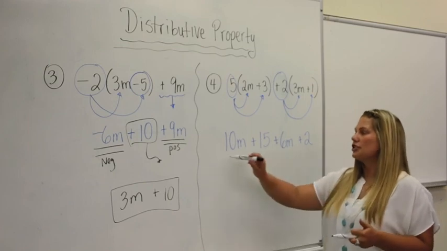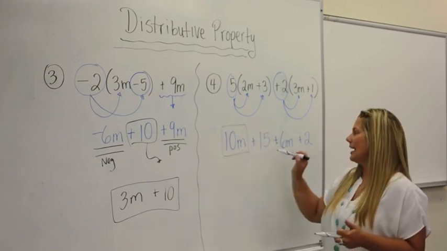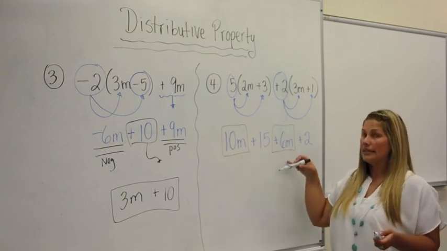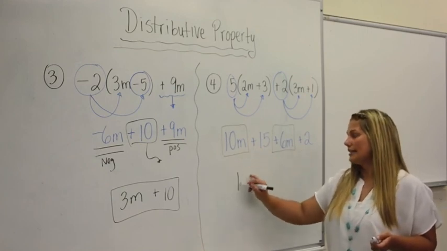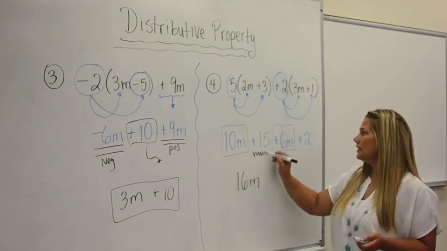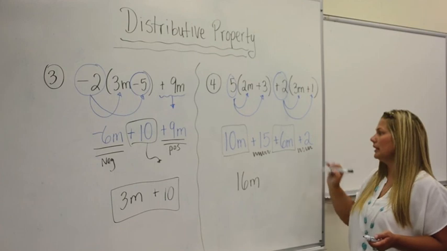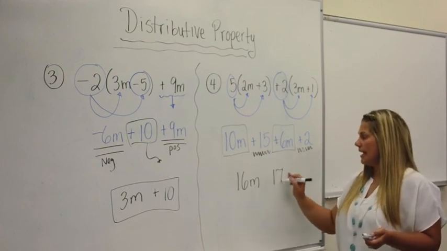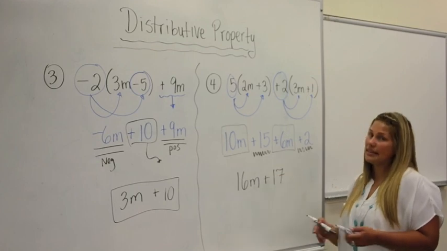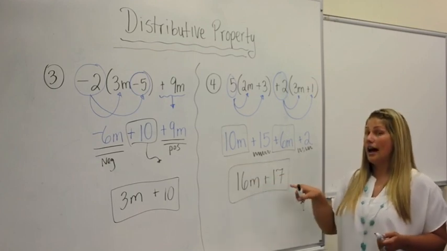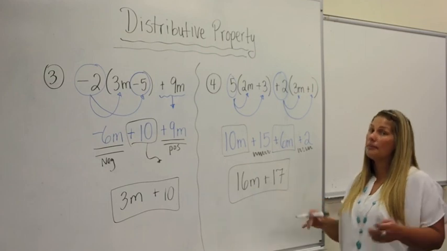Remember, we're not finished until we combine all the like terms. 10m's are allowed to combine with 6m's, which makes 16m. And the plus 15 is allowed to combine with the plus 2. And 15 plus 2 is a positive 17. At that point, we're finished because remember, those are not like terms. They can't combine any further.